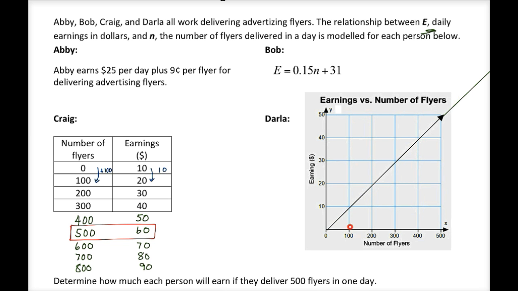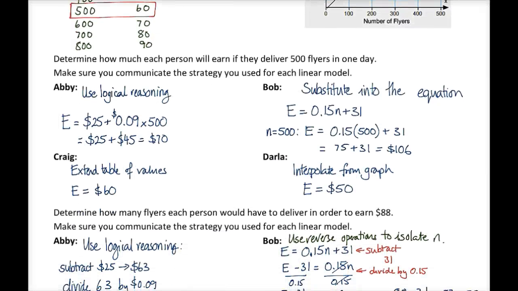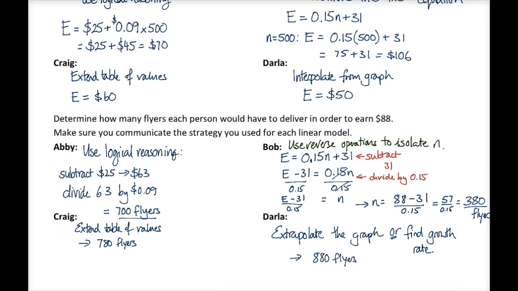So we can say each 100 flyers results in $10 more earnings, or that you're getting 10 cents per flyer. And then if we use that growth rate, it's a little easier to figure out how many flyers there would be. For $88, we would need 880 flyers. So we can find it from the growth rate from the graph, as I just showed you, or we can continue the graph line and then read it by extrapolation from the graph.